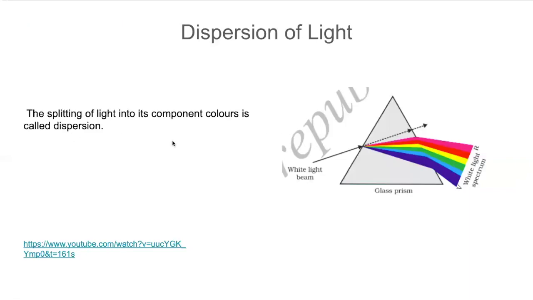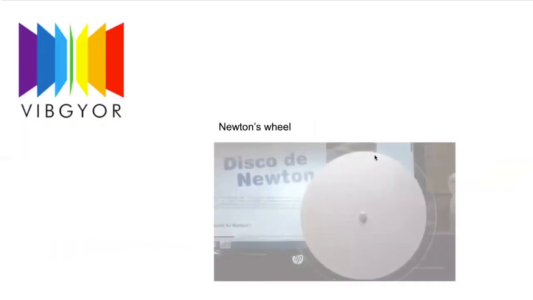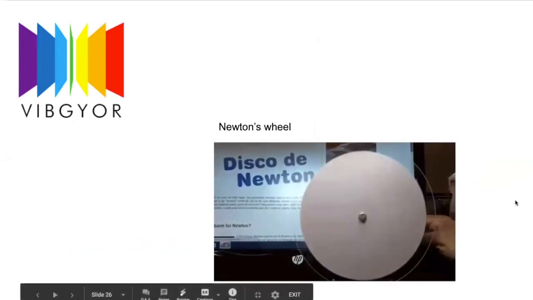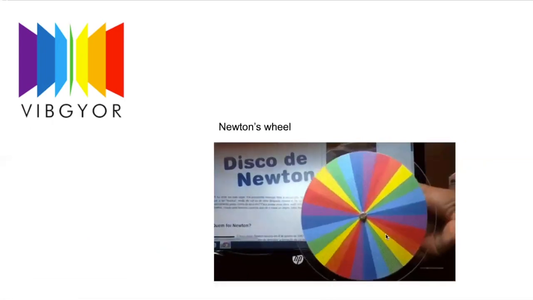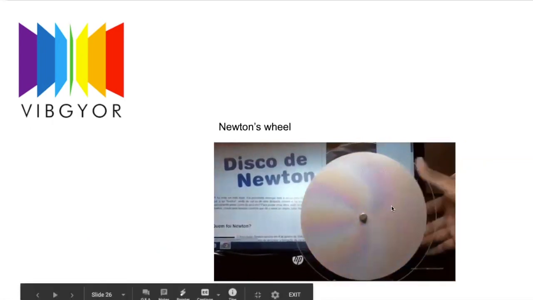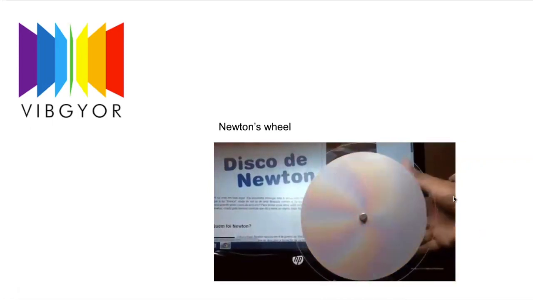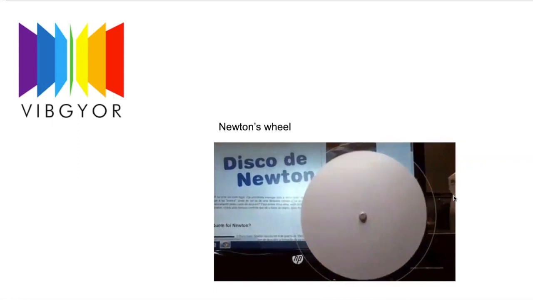That is what Newton concluded after this experiment. And to show that, he used this Newton wheel. Let us see here, when the wheel is not moving, it shows these colors. When the wheel starts moving, it completely feels like it is white. See how nice. Now he's switching it off, all colors are there. He switched it on, immediately it becomes white.